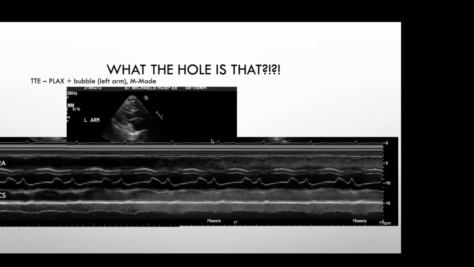And then in the next picture, we have a very nice M mode that was taken on the parasternal long axis. So you can see in this bottom row, this represents the coronary sinus, and you can see opacification of the coronary sinus.